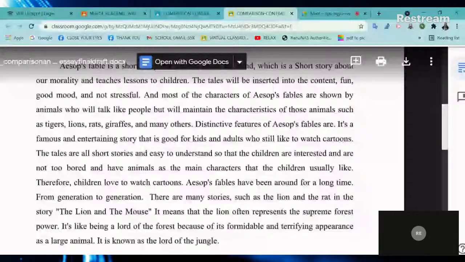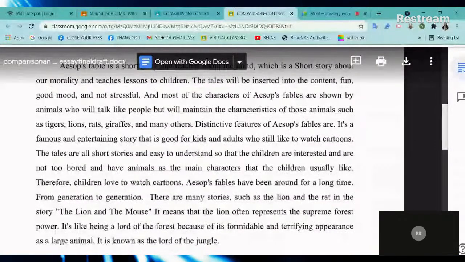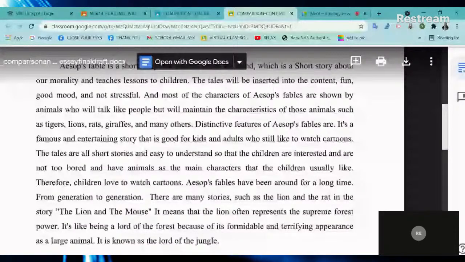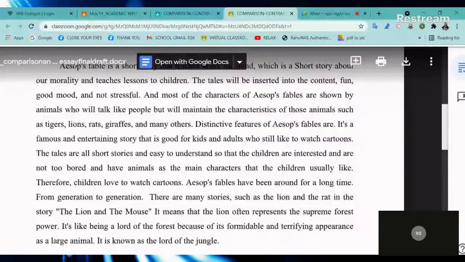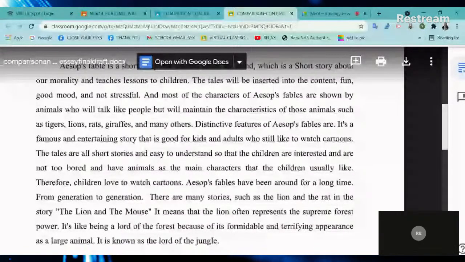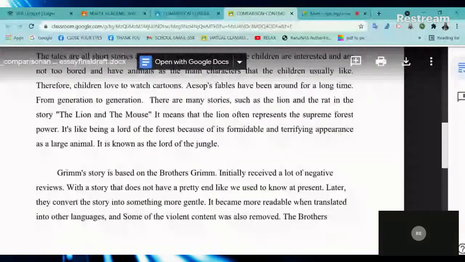The distinctive feature of Aesop's fables is that they are famous and entertaining stories that are good for kids and for adults who still like to watch cartoons. The tales are all short stories and easy to understand, so that the children are interested and not too bored. They have animals as the main characters that the children usually like. Therefore, children love to watch cartoons.